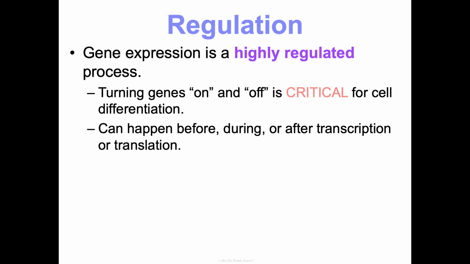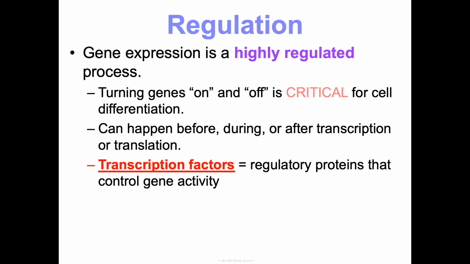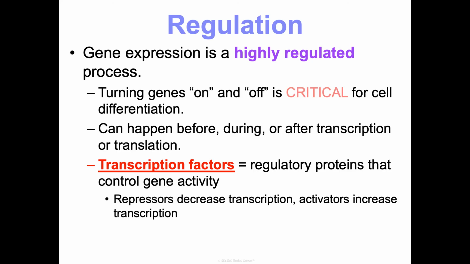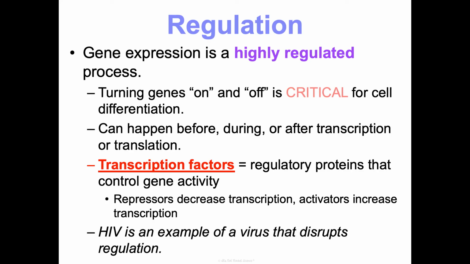And this regulation is happening before, during, and after transcription and translation. There are so many examples of this, but one simple example are transcription factors. These are regulatory proteins that control gene activity. Repressors decrease transcription so it won't be happening, and activators increase it so it keeps happening. Another example is HIV. That's a virus that actually can disrupt regulation and mess up the gene expression process. So there's so much that goes into this, but these are just a couple examples. I'll go in way more detail with my AP Bio students if you take that class with me.